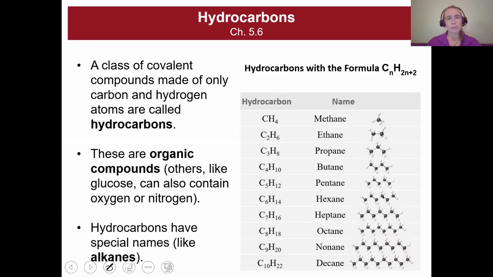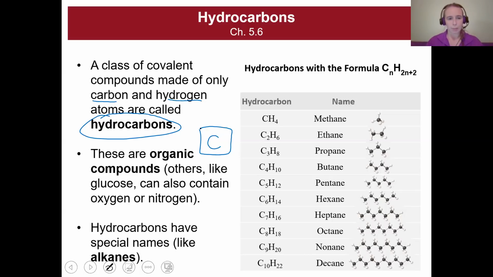All right, so I mentioned hydrocarbons before, so I'm just going to go over them again. In more detail, a class of covalent compounds made up of only carbon and hydrogen are called hydrocarbons. Makes sense, right? These are organic compounds. There are other types of organic compounds. The main definition of an organic compound is that it contains carbon. Carbon is very essential to organic matter and organic life forms. So every living thing has carbon in it.